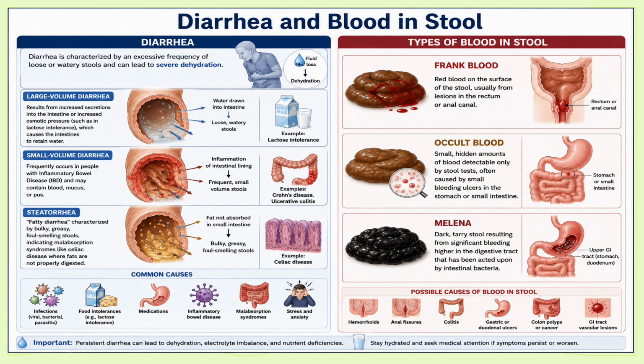Then you have melena. This is a dark, tarry stool, right? This results from a significant bleed higher up in the digestive tract. The dark color is caused by intestinal bacteria acting on the hemoglobin as it travels through the system, which makes the hemoglobin dark.